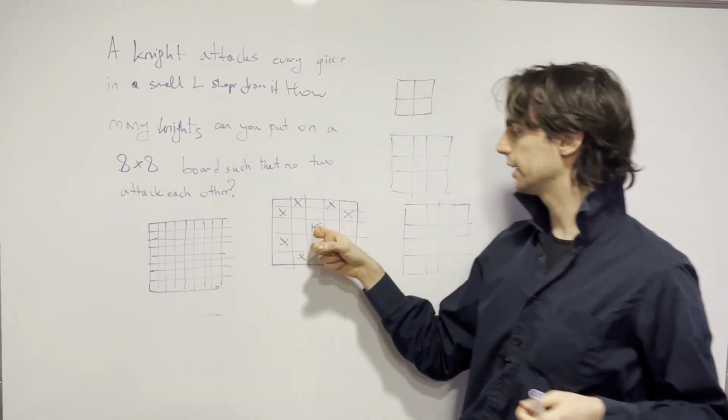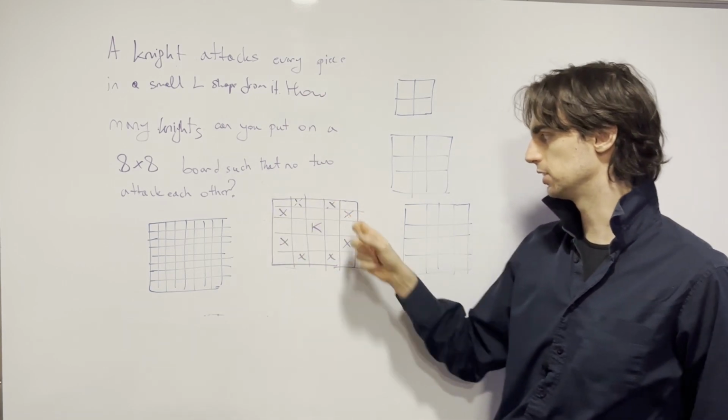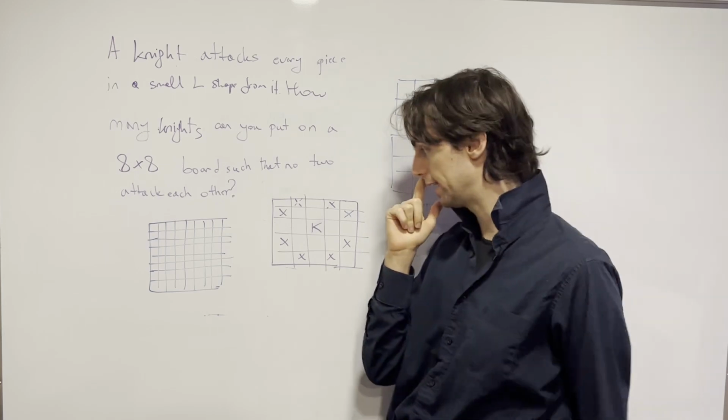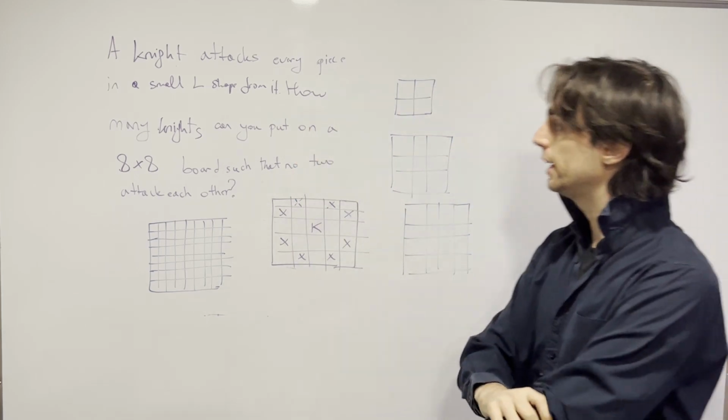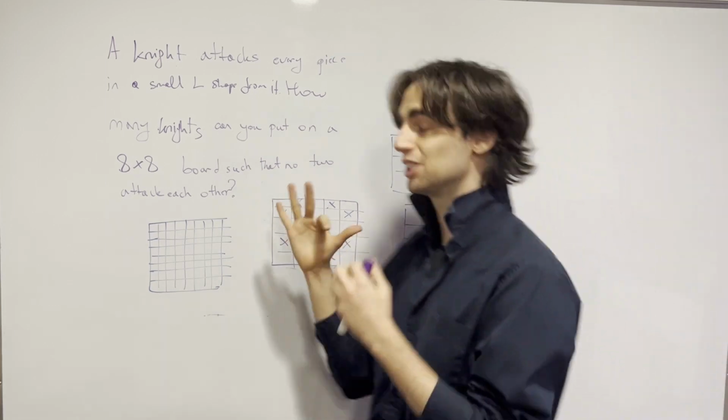A knight attacks like this. If a knight is here, then it attacks this, and this, where it's like an L shape that it can take. And how many can we put on an 8x8 board such that no two attack each other? And I like this as well.